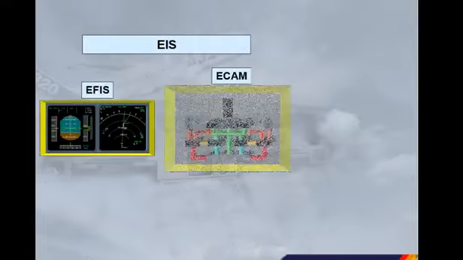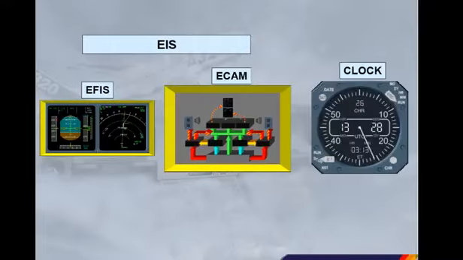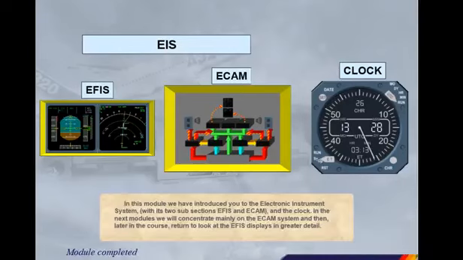In this module, we have introduced you to the electronic instrument system, with its two subsections, EFIS and ECAM, and the clock. In the next modules, we will concentrate mainly on the ECAM system, and then, later in the course, return to look at the EFIS displays in greater detail.